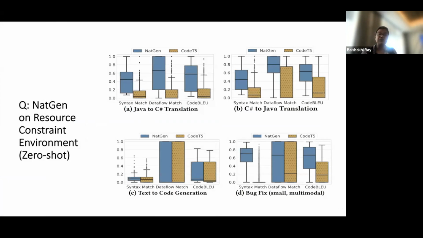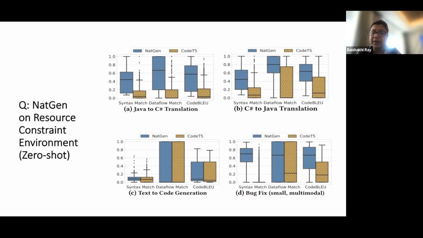But the most interesting part is here. When we use NatGen, which is this code-property-aware trained model, in a zero-shot setting, we see that we are significantly outperforming CodeT5, which was the next best state-of-the-art model at that time.